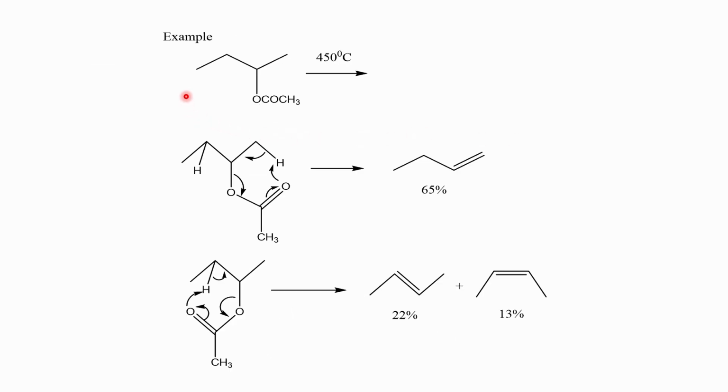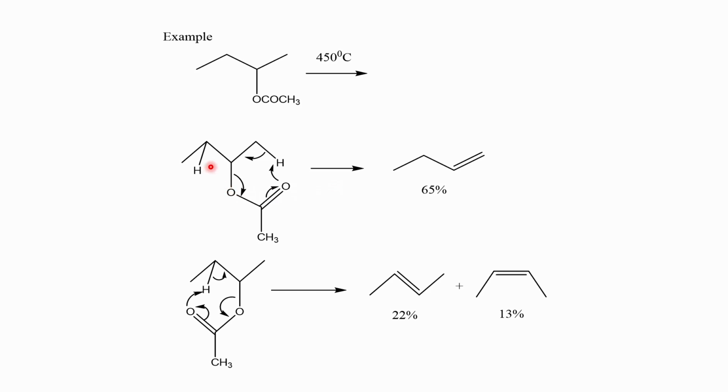Another example of pyrolytic syn elimination is the elimination of acetate from this molecule by heating to 450 degrees centigrade. You can see there are two beta carbon atoms in this molecule, so there are beta hydrogen atoms here and here also, but the beta hydrogen at this position is easily accessible for the carbonyl oxygen to capture, and so usually a Hofmann product is obtained as the major product. About 65% of 1-butene is produced as the major product.